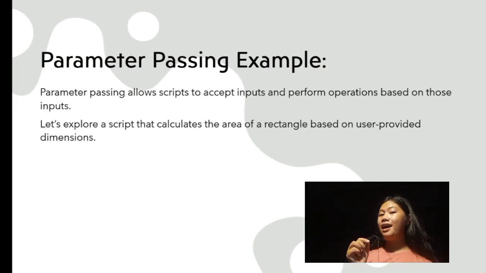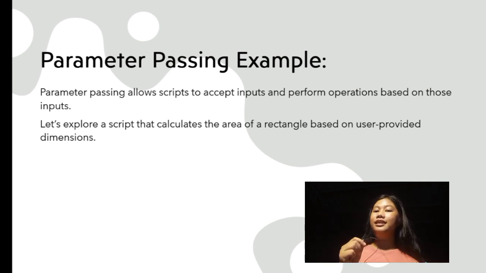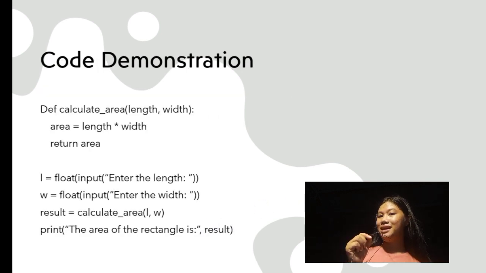Parameter passing allows a script to accept inputs and perform operations based on those inputs. Let's explore a script that calculates the area of a rectangle based on user-provided dimensions. Now let's break down the code step by step. The code defines a function called calculate_area that takes two parameters, length and width. The return statement is used to send the calculated area value back to the code that called the calculate_area function. The function definition ends here.